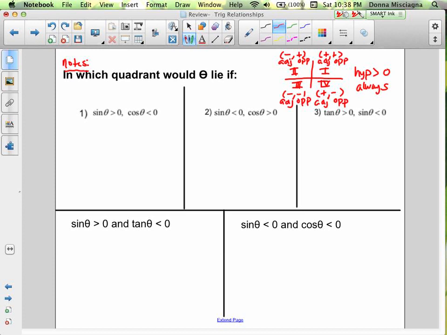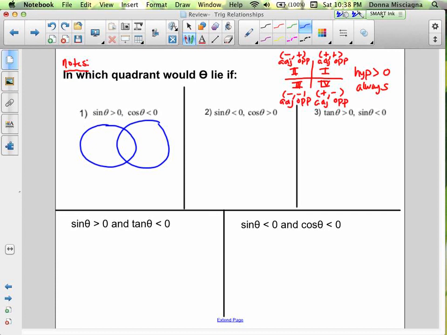So problem number 1, we are given that sine theta is positive and cosine theta is negative. We're going to make a Venn diagram. The overlap is our answer. So we're going to figure out what's true for each of the quadrants separately, and then we're going to figure out which ones overlap.